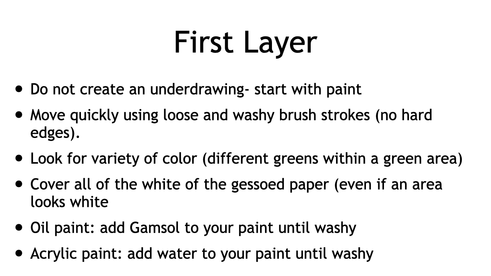Make sure that you cover all the white of the gesso paper. Remember, you should be working on that sheet of paper you put 3 layers of gesso on. Even if an area looks white, try to coat it with a color. Maybe it's a really light blue or light yellow. You can always pull some white back over top if you feel it's necessary, but every part of that white paper should be covered with color.